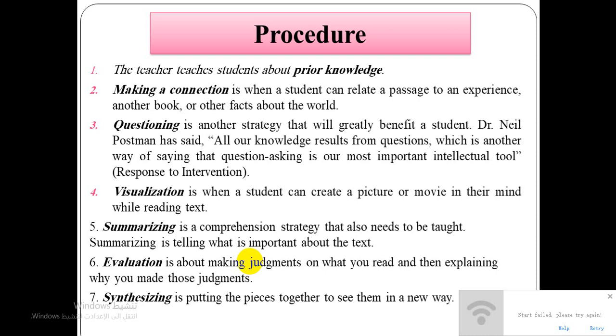The last procedure of this method is synthesizing. Synthesizing is putting the pieces together to see them in a new way. Students will take what they already know about a subject along with their reflections from the book to create their own interpretation and ideas about a certain text.